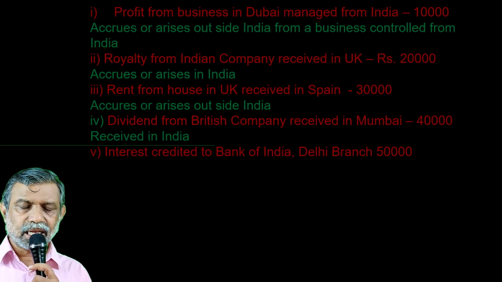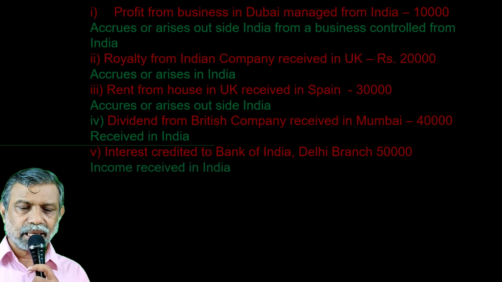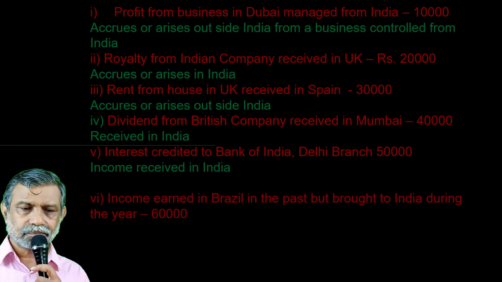Next one, interest credited to Bank of India, Delhi branch, 50,000. This accrues or arises in India. It is credited to a bank account, so you can say that it is received in India. Received in India. Clear? Okay.